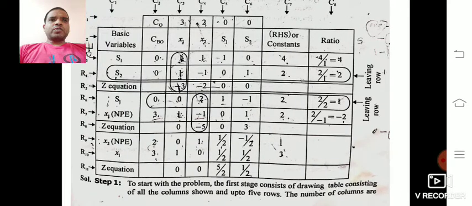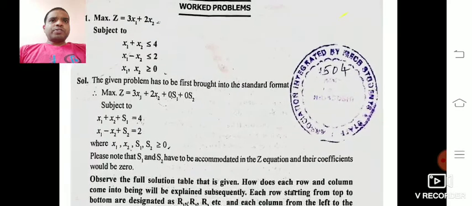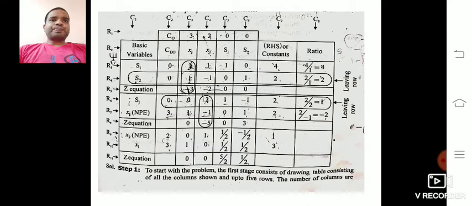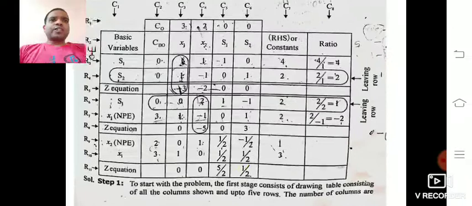in the first row, in the c2 column, write down Cj, that is the coefficients of the objective function. Can you tell me the coefficients of the objective function? See here, maximum z equals 3x1 plus 2x2 plus 0s1 plus 0s2. For x1 the coefficient is 3, for x2 the coefficient is 2, for s1 it is 0, and for s2 it is again 0. Just write these in the r1 row as coefficients.